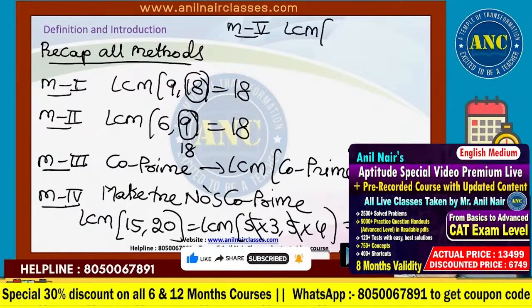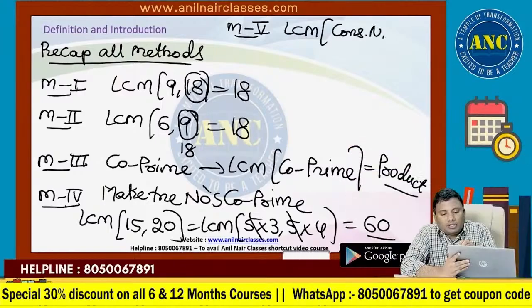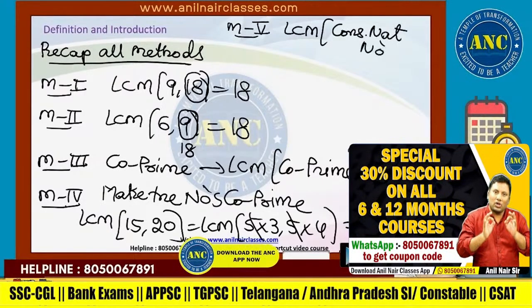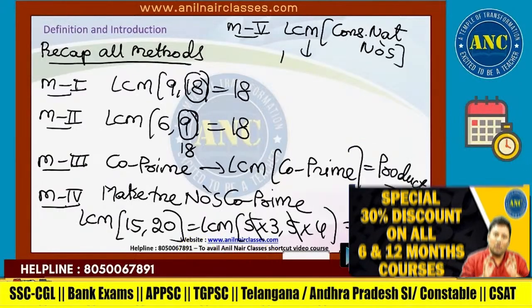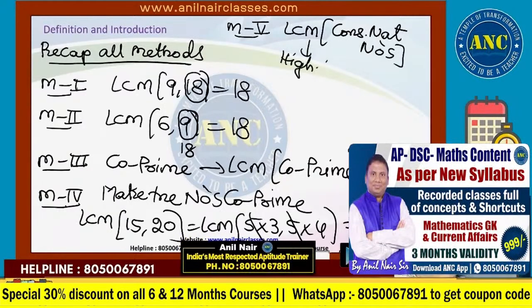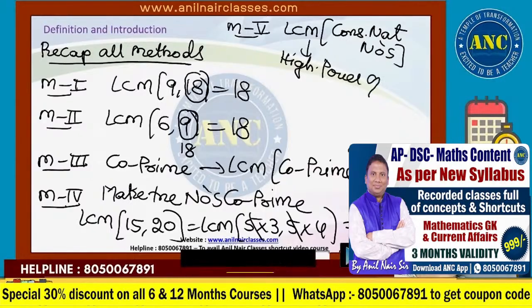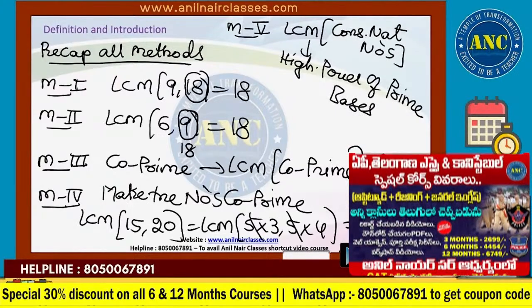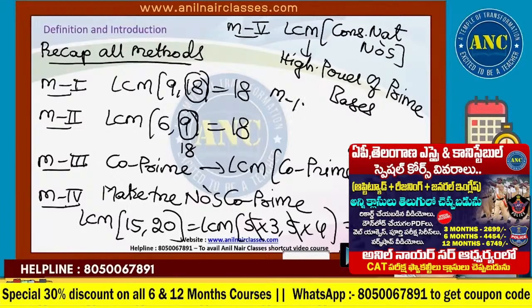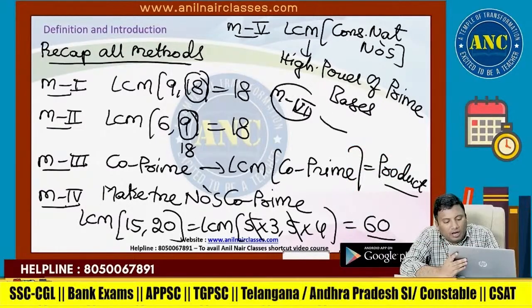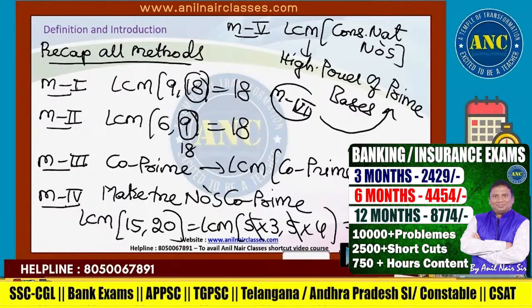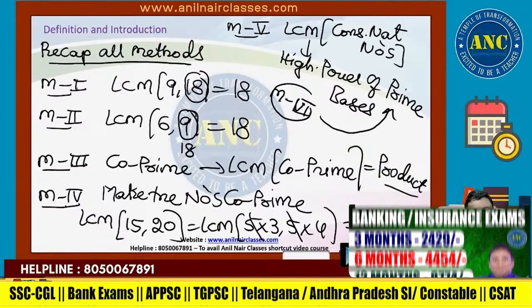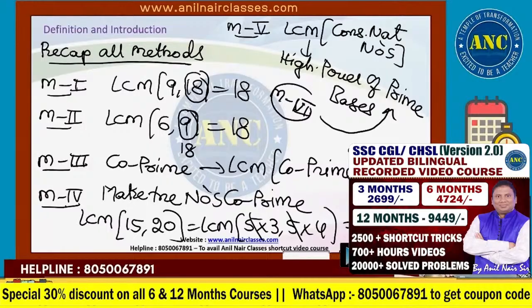Method 5, LCM of consecutive natural numbers. Take the highest power of prime bases. Method 6, the same method when the numbers are prime numbers. Method 1, method 2, method 3, method 4, method 5 and method 6.